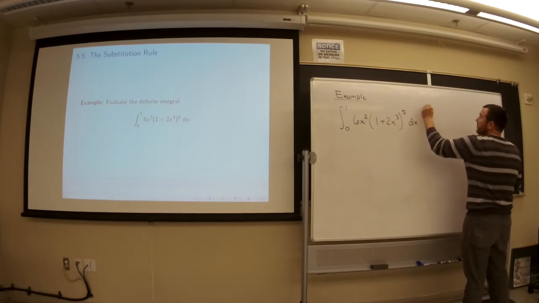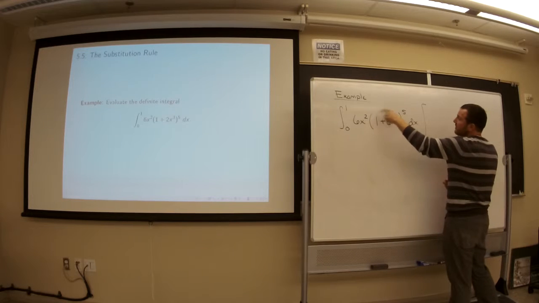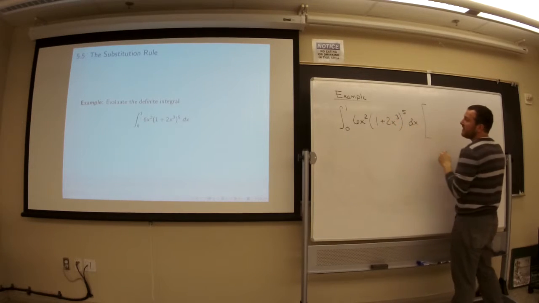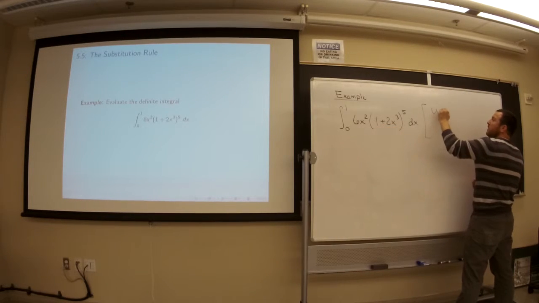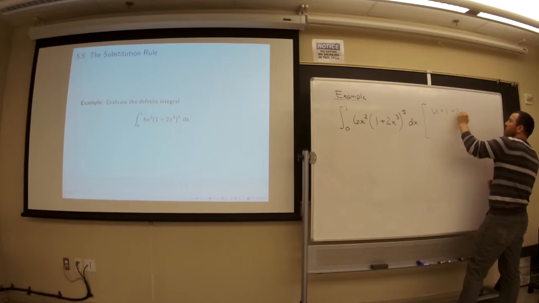So set u equal to the whole inside. You don't want to leave any part of the inside out. Don't just use u as 2x cubed. We want the whole inside to be u. U equals 1 plus 2x cubed.